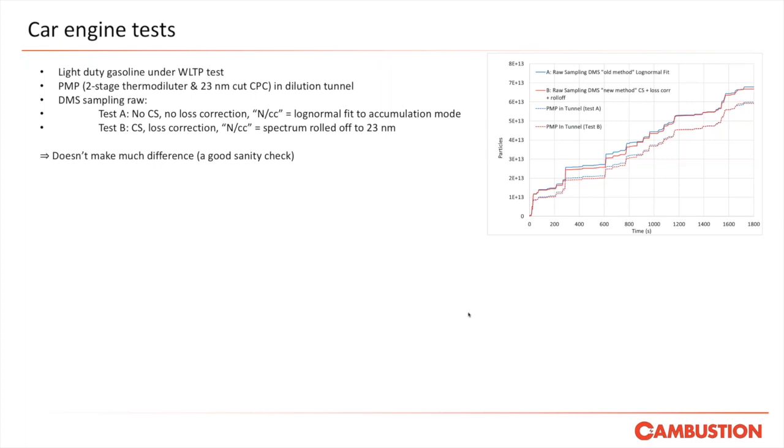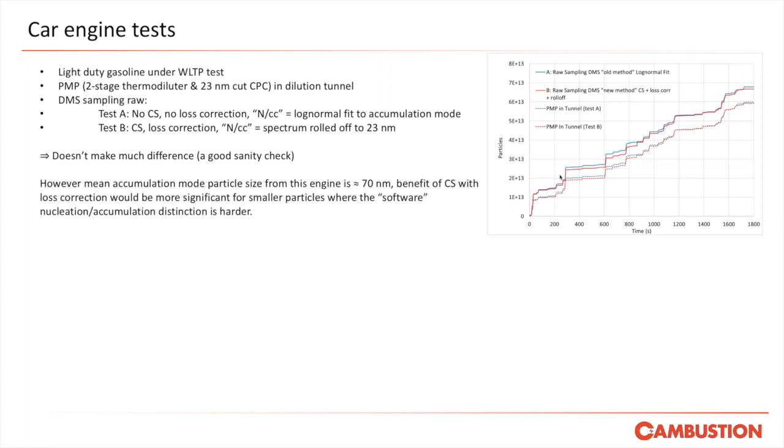So this is total particle number. This is like we've bagged everything over the test. And you can see the solid lines are the two DMS tests with log normal fit in blue and with the catalytic stripper and the corrections in red. And you can see in this case, for this particular engine, those things agree very, very well. That's because this engine is well behaved in terms of accumulation mode and nucleation mode being well separated. The log normal fit does a good job. And this is a good sanity check that things are working as we expect and we haven't broken anything here.